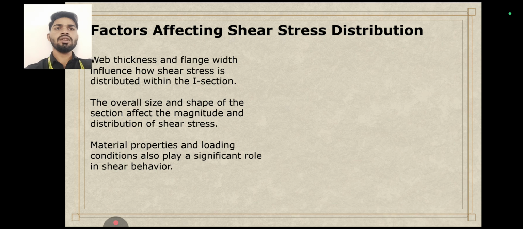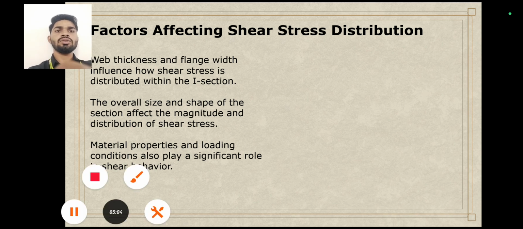Factors affecting shear stress distribution. Web thickness and flange width influence how shear stress is distributed within the I section. The overall size and shape of the section affect the magnitude and distribution of shear stress. Material properties and loading conditions also play a significant role in the shear behavior.